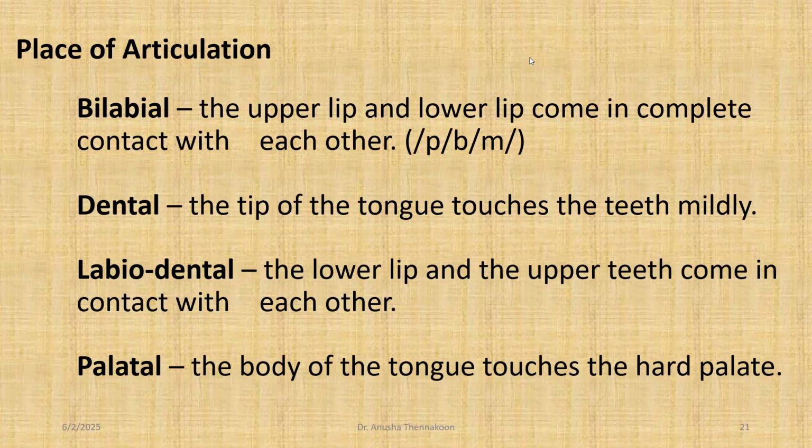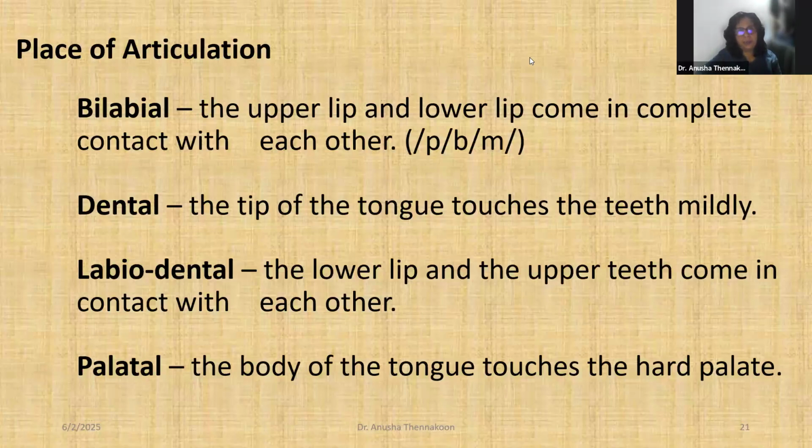Okay, we'll see these places. Bilabial. Bilabial sounds are produced using the lips, the upper lip and the lower lip come in complete contact. So see these sounds, you also can give a try. P, B, M. We cannot pronounce these without touching the two lips. So they are called bilabial consonants.